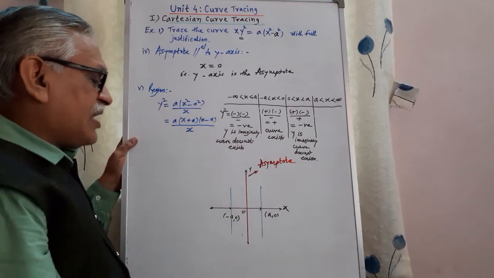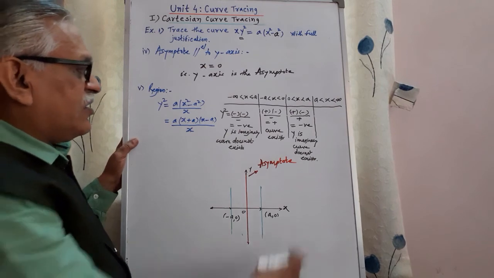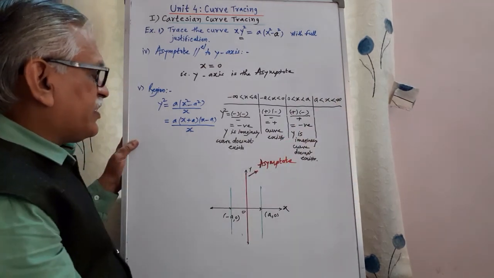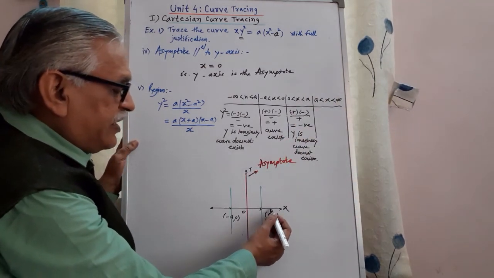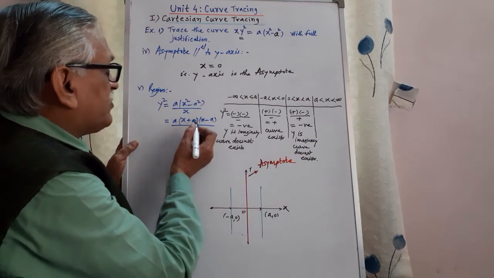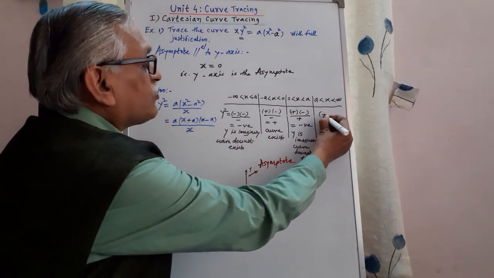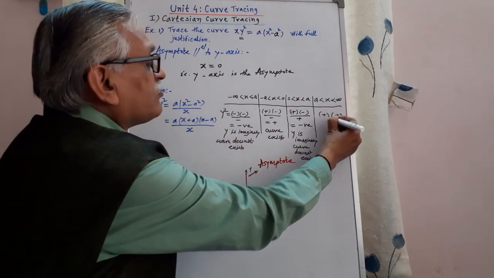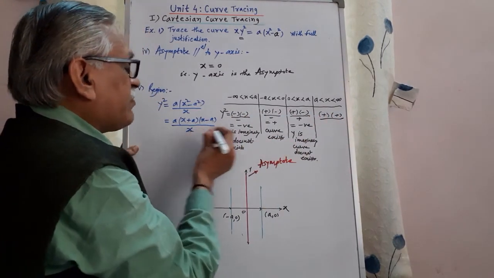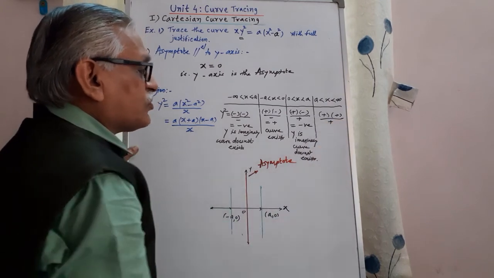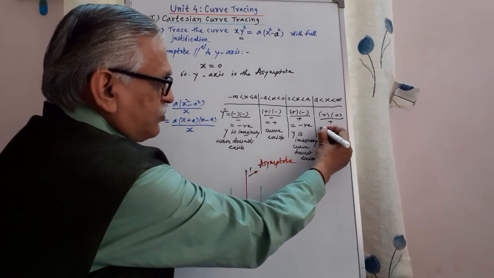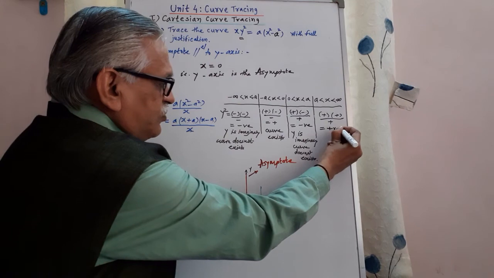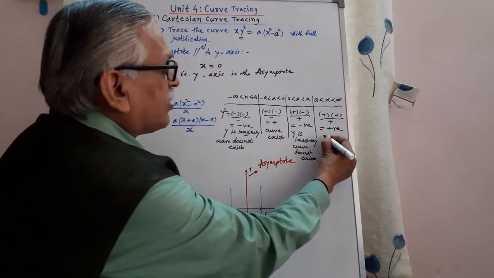And then the last region, a to infinity, where any value which is greater than a, suppose 2a: 2a plus a we get a positive value, 2a minus a again a positive value, and divided by 2a, the sign is positive. Therefore, if all values are positive, the resultant term is positive, means the curve exists.